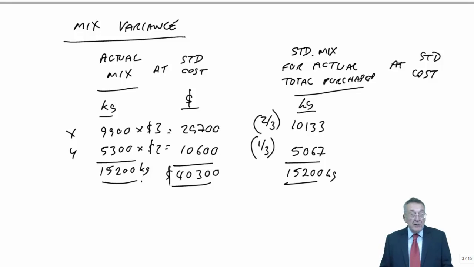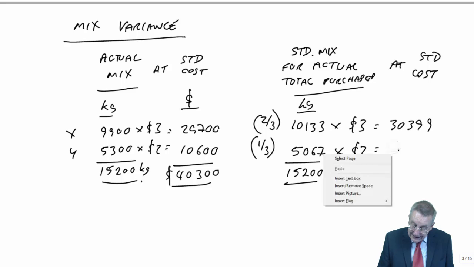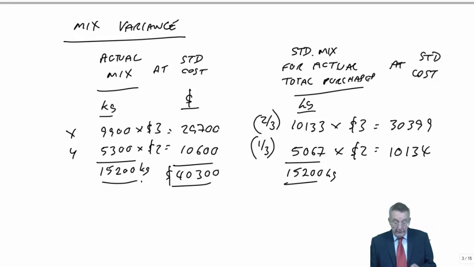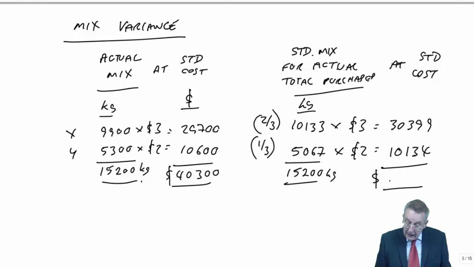How much would it have cost us if we'd mixed the right way? Again, at standard cost, $3, $2. 10,133 times 3, and 5,067 times 2, in total 40,533.